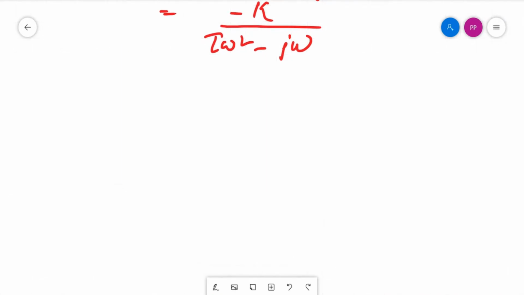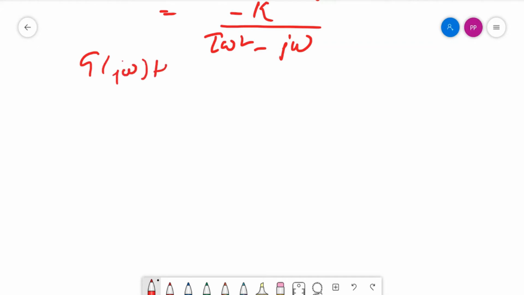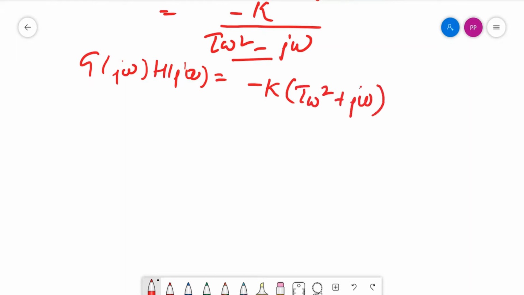So this is a rational complex number, so we can write G(j omega)H(j omega) equal to minus K. So this complex term is multiplied by its complex conjugate in the numerator and denominator. So we can write tau omega square plus j omega, and denominator will be tau omega square. So that will be the formula of (a plus b) into (a minus b) equal to a square minus b square. So this is tau omega square whole square plus omega square.